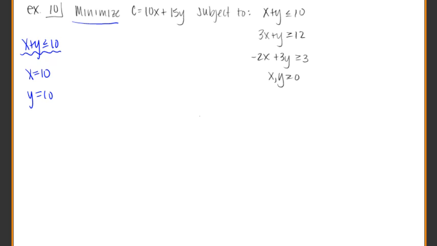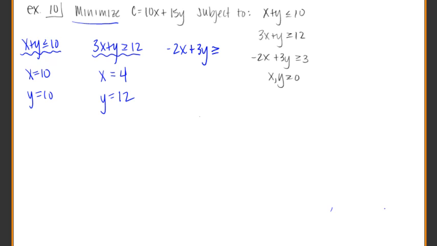Okay, that's good. Next one, 3x plus y is greater than or equal to 12. Okay, first of all, take away the y, and so you get 3x equals 12, divided by 3, so x equals 4. Next thing, wipe away all the x's, and you get y equals 12. Just find those intercepts. Now negative 2x plus 3y is greater than or equal to 3.